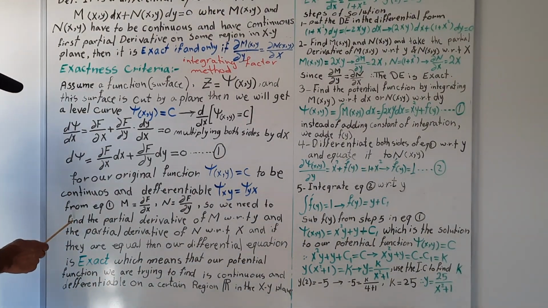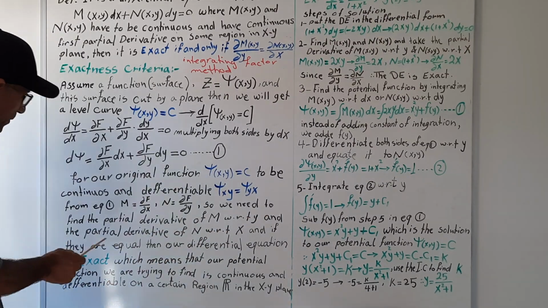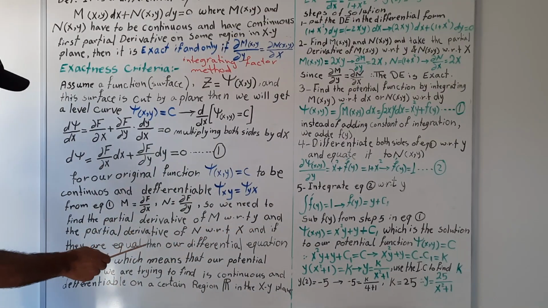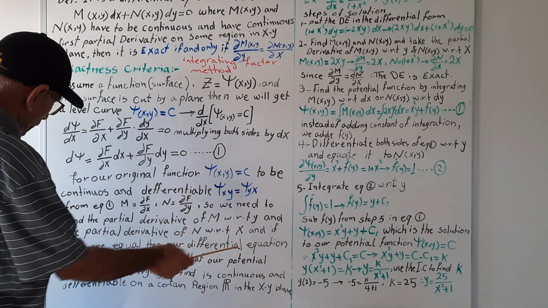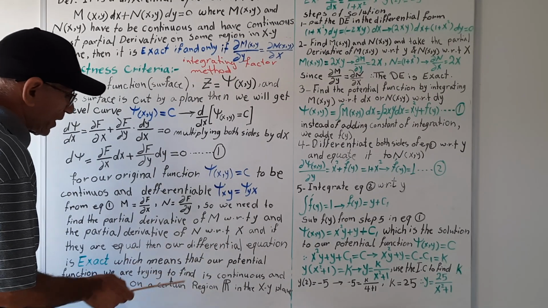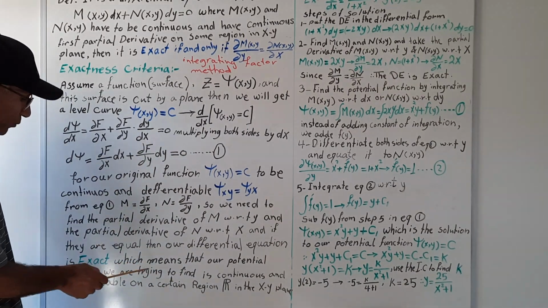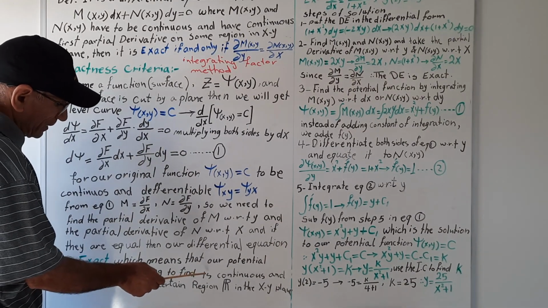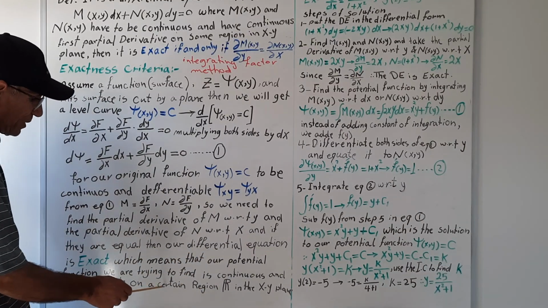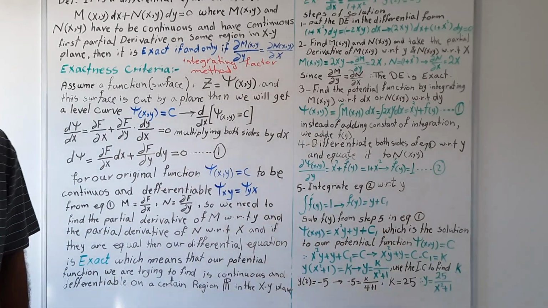So we find the partial derivative of M with respect to y and the partial derivative of N with respect to x, and if they are equal, then our differential equation is exact, which means that our potential, the original function we are trying to find, is continuous and differentiable on a certain region R in the xy plane.